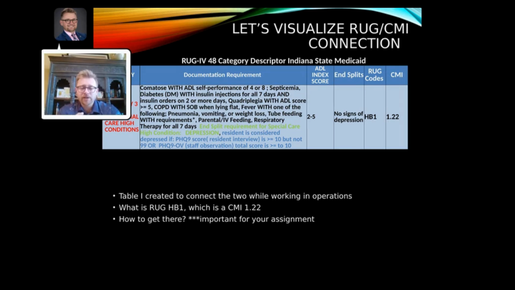And within your assignment, you'll look at the actual tool, and you will do some research. You will say this person has COPD with shortness of breath while lying flat, and they have an ADL score of 5. What is their RUG code? What is their CMI?